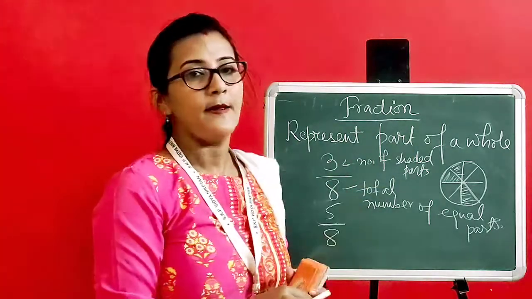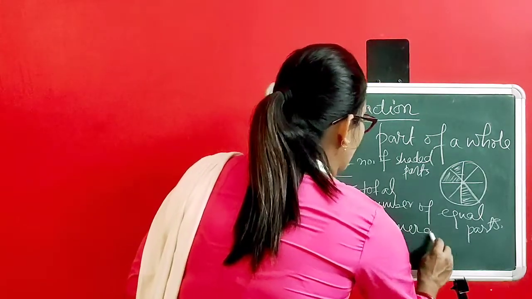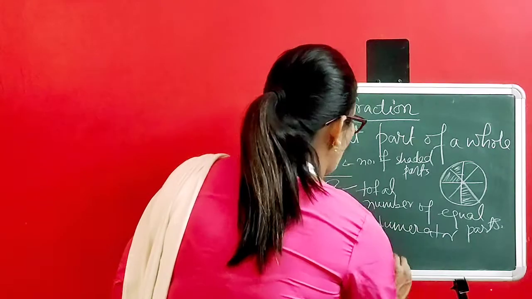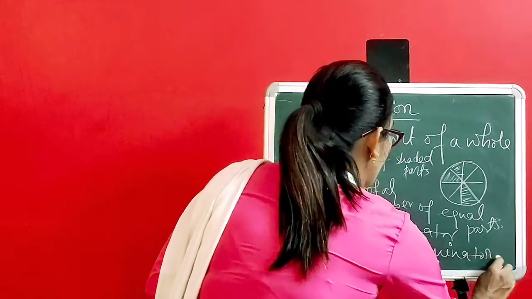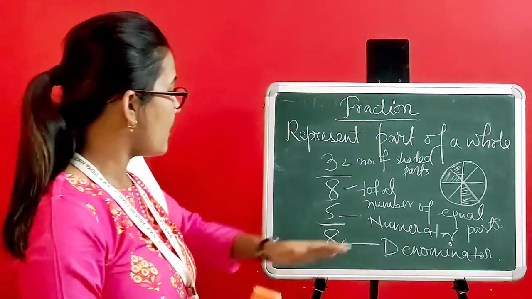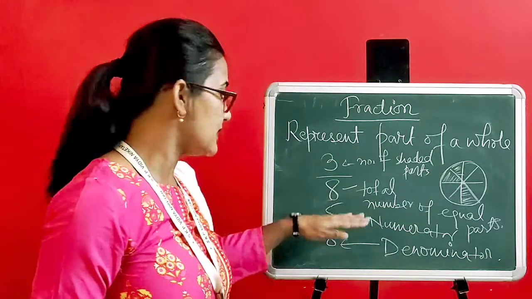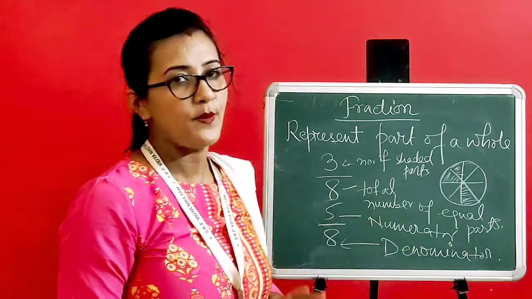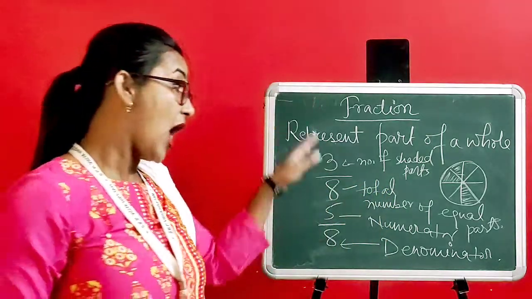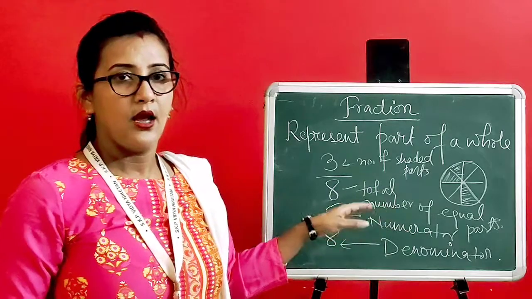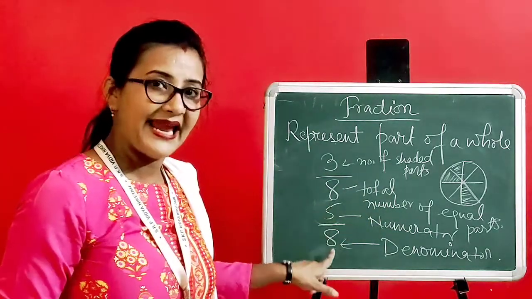Now this top number is known as the numerator, and the bottom one is the denominator. In a fraction, the top one is called the numerator and the bottom one is the denominator. Next, one more thing: how will we say this in words? We say it as 5/8.